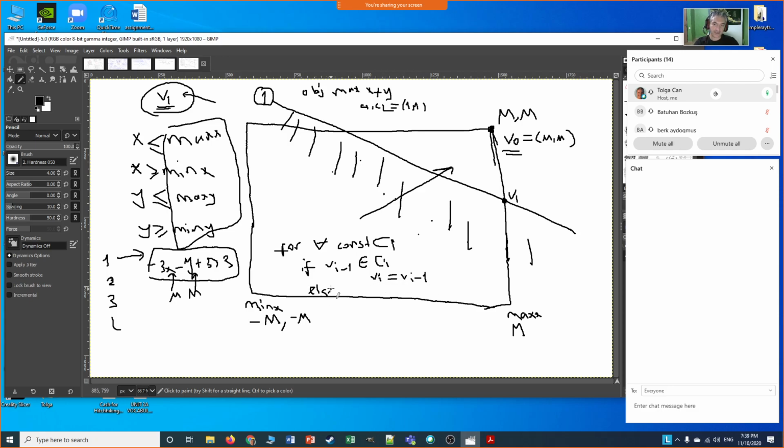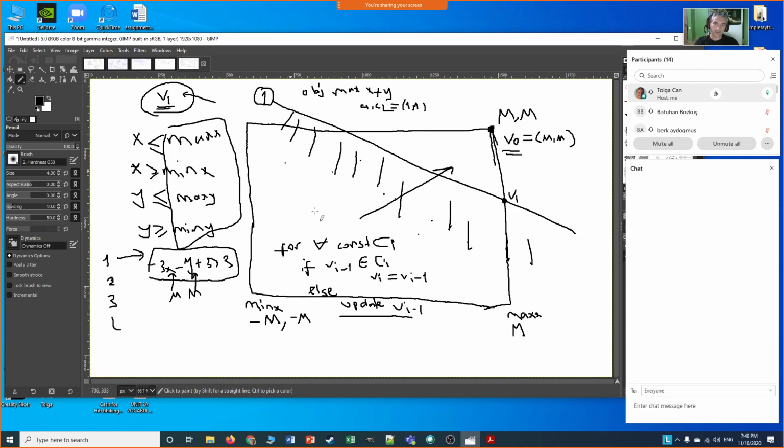Else, if that's not the case, we need to update Vi. Vi is going to be the new optimum point, and it will be some point along this line. And how do we find Vi here? We find Vi by solving a one-dimensional version of the problem.